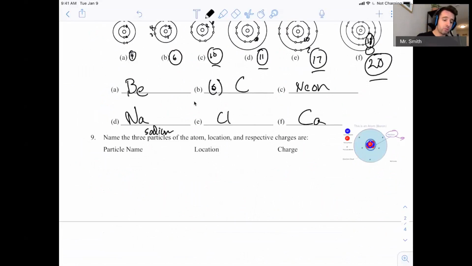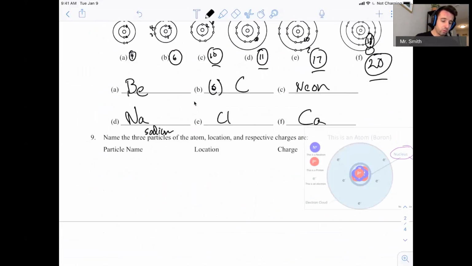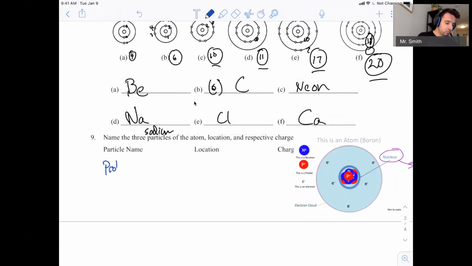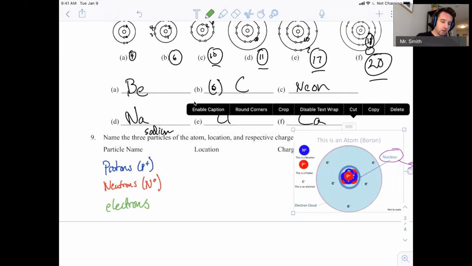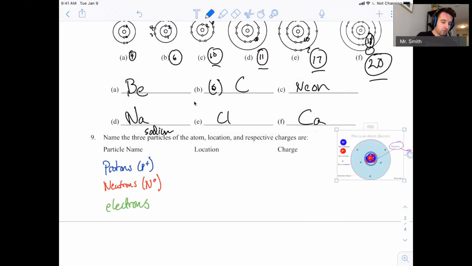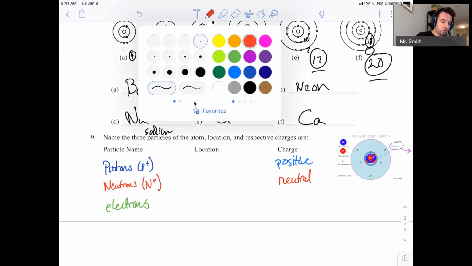Okay, to help you out with question number 9, I took this slide from notes 4.1. So remember we have 3 particles. We've got our protons, which are positive. We've got our neutrons, which are neutral. And of course, we've got our electrons. So something that you can probably see based on this is that protons are positive, neutrons are neutral, and electrons are negative.